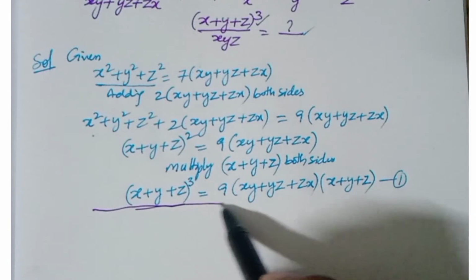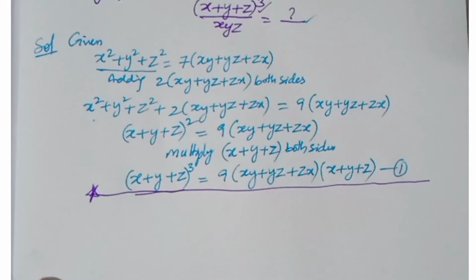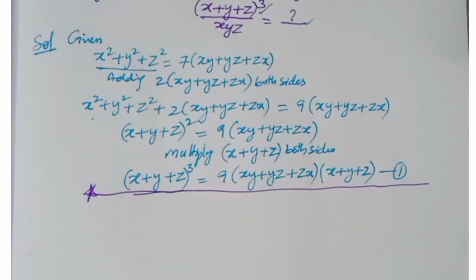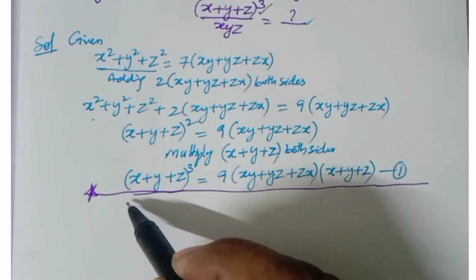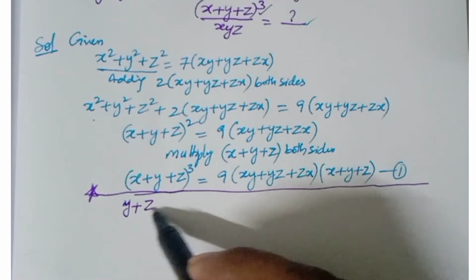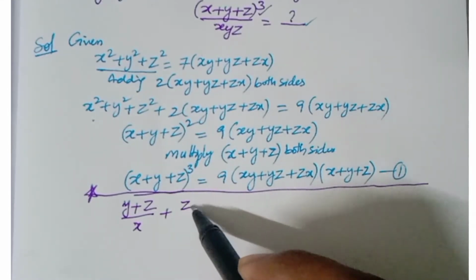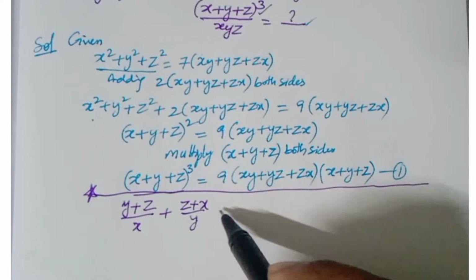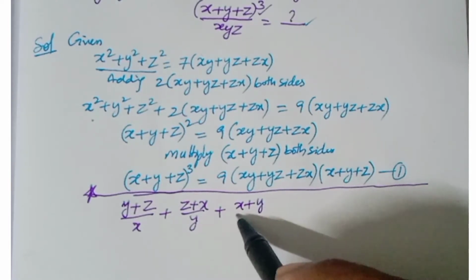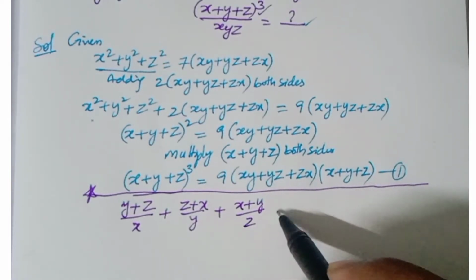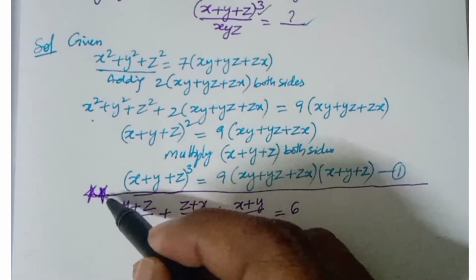Up to here is one part. The second part is very important. Watch the video up to the end. This is a very important question. Now what is given: (y + z)/x + (z + x)/y + (x + y)/z = 6. This second step is very important.